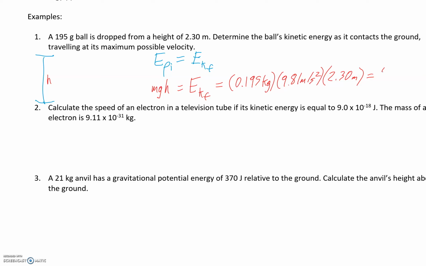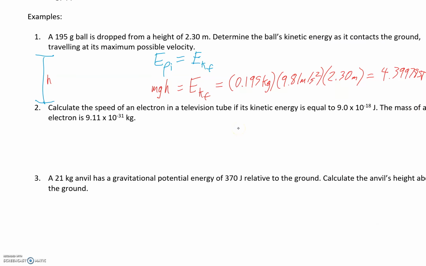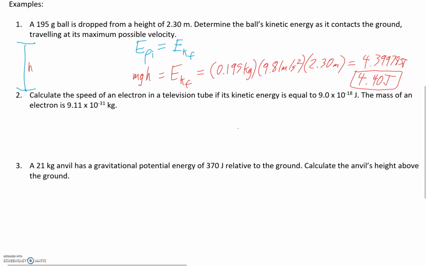So we get 4.39975 joules. With 3 sig digs, that would be 4.40 joules. All of the potential energy converted into kinetic energy, and that's going to happen most of the time.